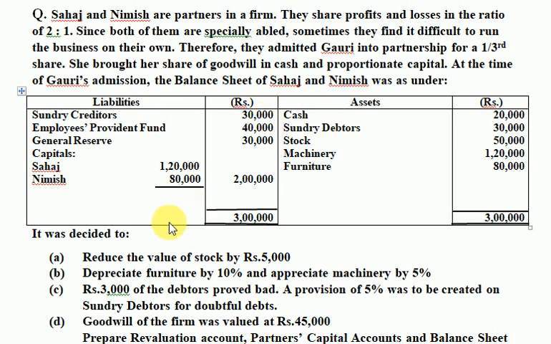Further, the question has additional information as adjustments, which says number 1, reduce the value of stock by rupees 5,000. Number 2, depreciate furniture by 10% and appreciate machinery by 5%. Number 3, 3,000 of the debtors proved bad and a provision of 5% was to be created on sundry debtors for doubtful debts. And finally, goodwill of the firm was valued at rupees 45,000. So these are the additional information provided along with the balance sheet of Sahaj and Nimish.